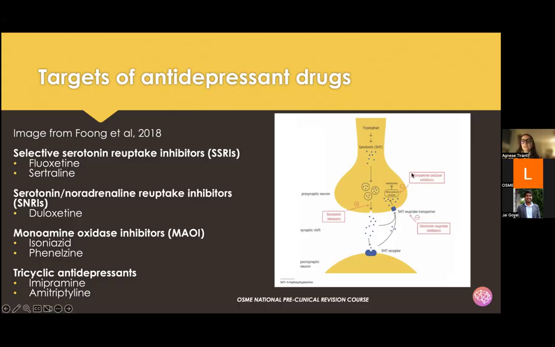Monoamine oxidase inhibitors act here by preventing the metabolism of 5-HT. So because 5-HT does not get metabolized, more of it stays at the synapse. Examples of those are antidepressants. It's not as clear where they act, and examples are imipramine and amitriptyline.